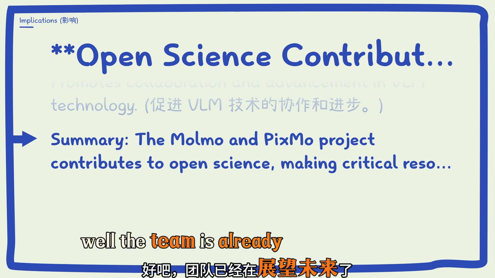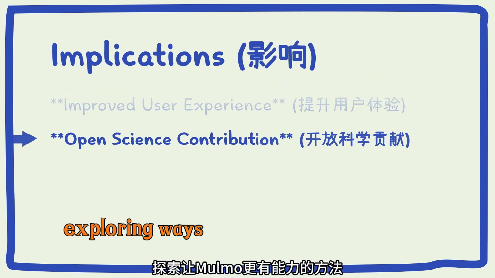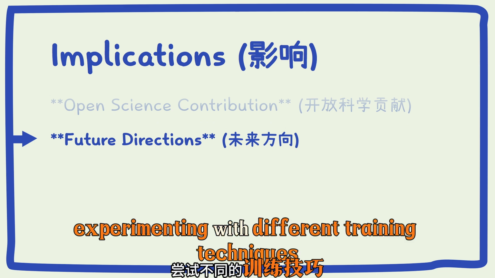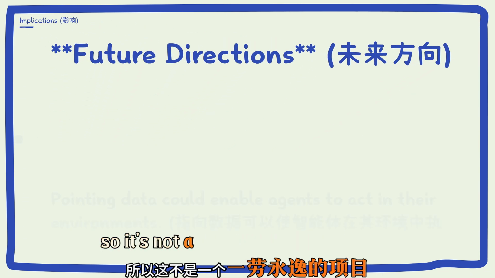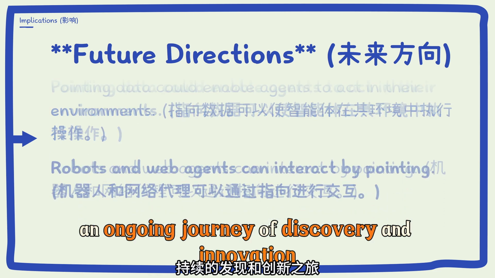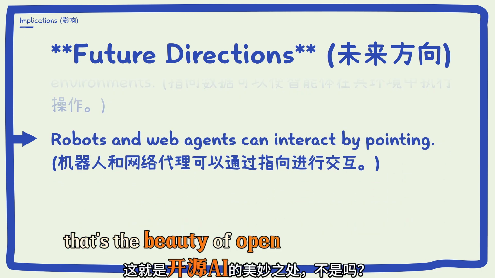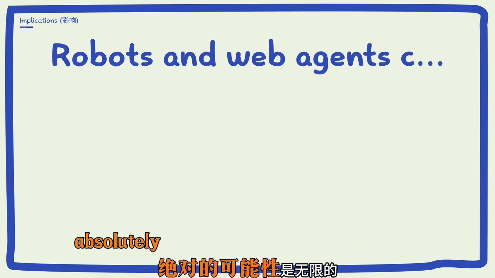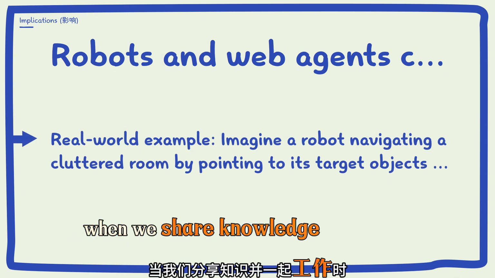Well, the team is already looking ahead, exploring ways to make Molmo even more capable, experimenting with different training techniques and new types of data. So it's not a one-and-done project, an ongoing journey of discovery and innovation. That's the beauty of open source AI, isn't it? Always evolving and improving. Absolutely. The possibilities are limitless when we share knowledge and work together.